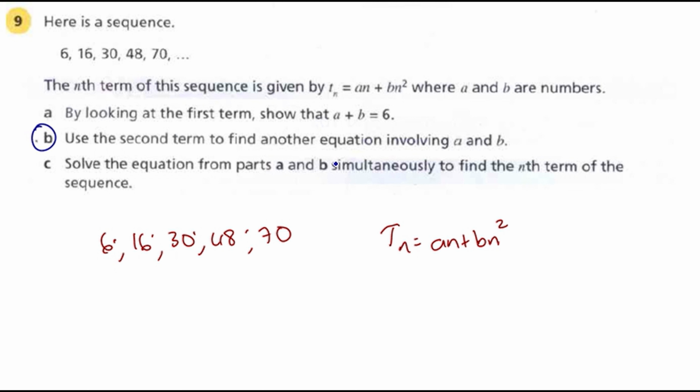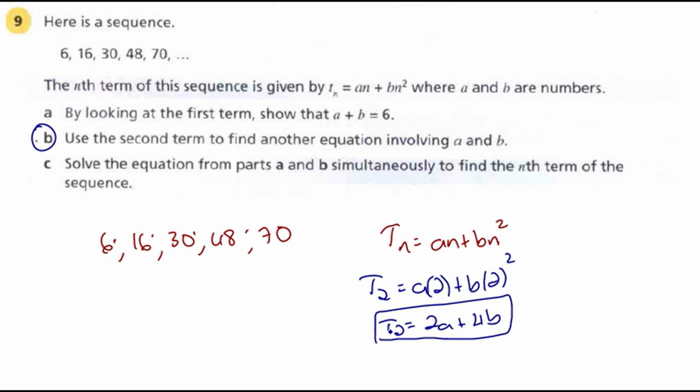Use the second term to find another equation involving A and B. So term 2 will be, when n equals 2, A times 2 plus B times 2 squared. That'll be 2A plus 4B. Solve the equations from parts A and B simultaneously to find the nth term of the sequence.